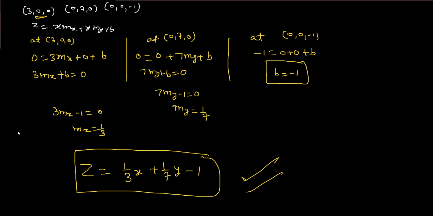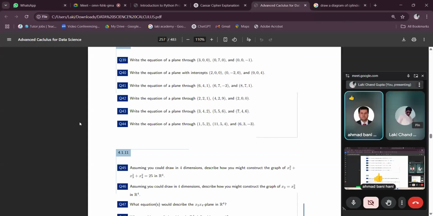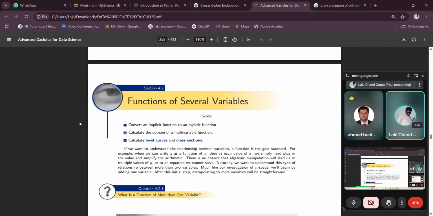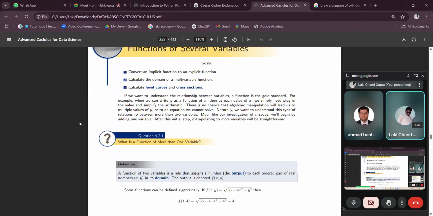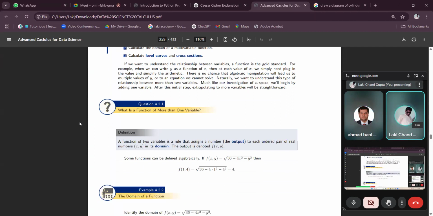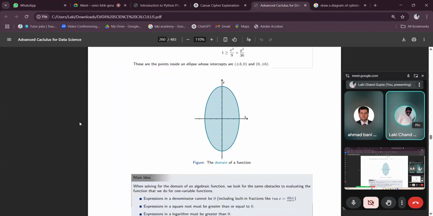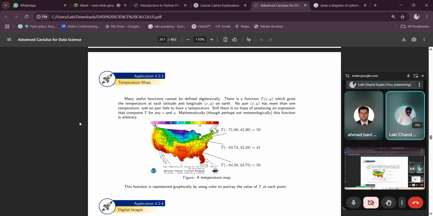Okay, thank you. So I think these are sufficient, and this is all. This was actually an introduction. In the next section, you will learn how to find the ellipsoid, domain and range of the function.